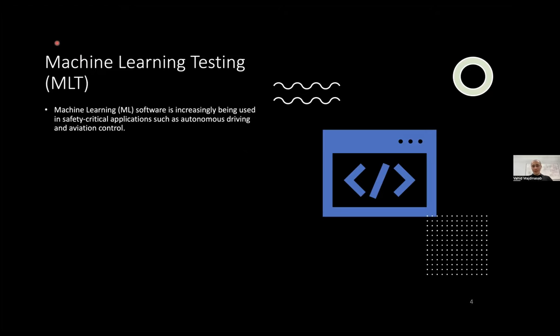Since machine learning components are now being used in safety critical applications like autonomous driving and aviation control, thorough testing of machine learning models is becoming more and more important, because if we don't find errors in these models, their failures can have serious consequences.